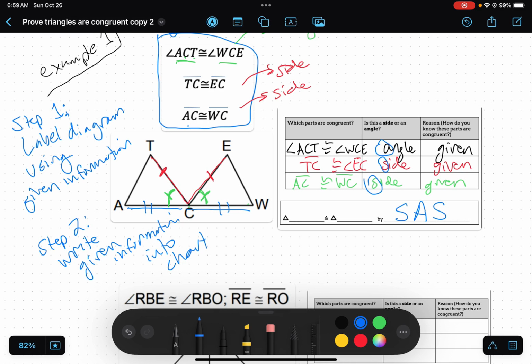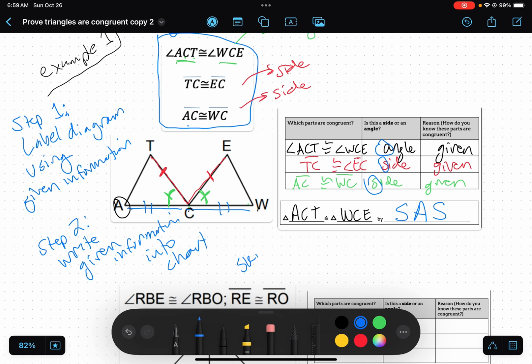And now I just have to line up the names of the triangles. So let's just do ACT for my first triangle. And when I do my next triangle, I just have to match up the sides. So I'll just say WCE. So triangle ACT is congruent to triangle WCE by side, angle, side.